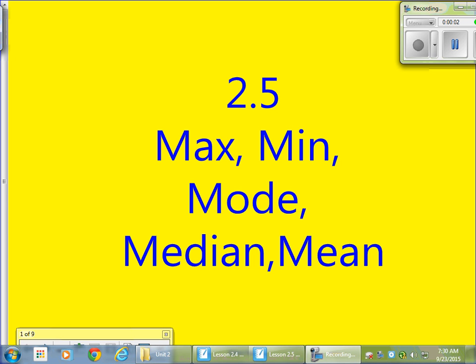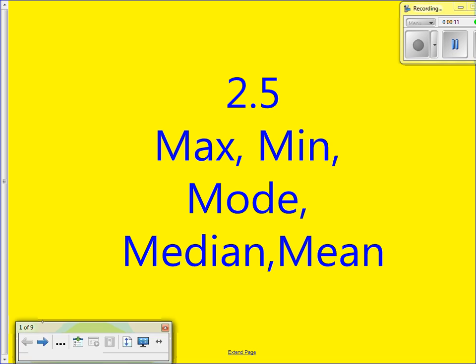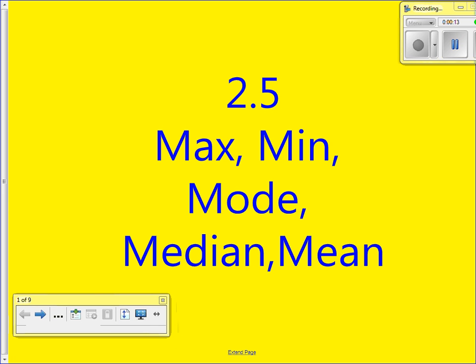Good evening, fifth graders. Today is one of my favorite lessons of the year. Okay, we're dealing with maximum, minimum, mode, median, and mean. You've been working with this ever since second grade, but I don't know if you've ever been taught it the way I'm going to teach you right now.